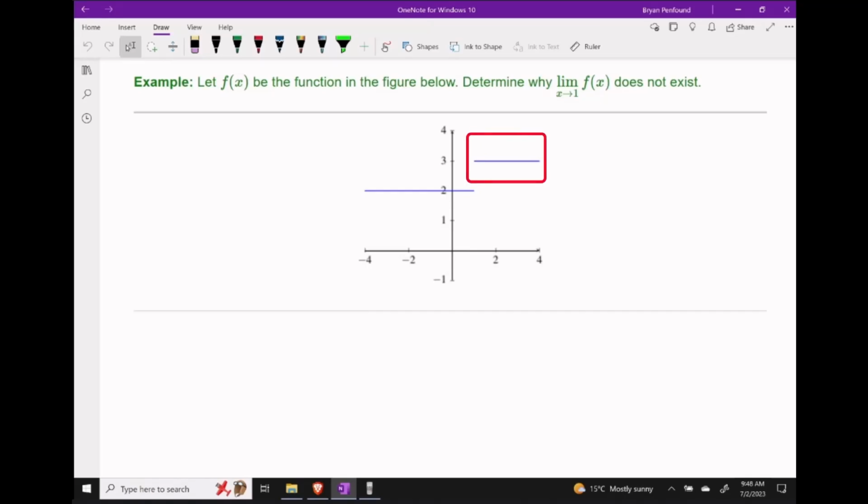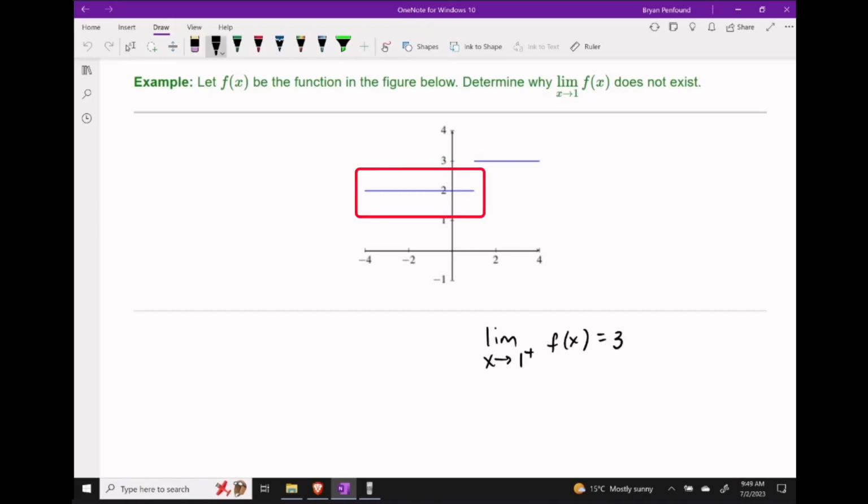Well, looking at x values that are a little bit bigger than the number 1, we can trace along our f of x function, and we can see that the limit as x approaches 1 from the right of the blue function tends towards a y value of 3. On the flip side, we could also take a look at x values that are a little bit less than 1. So tracing along our blue function for x values a little bit smaller than 1, we end up with a y value of 2.